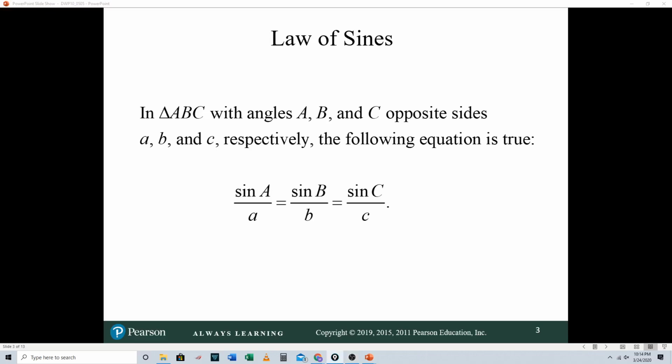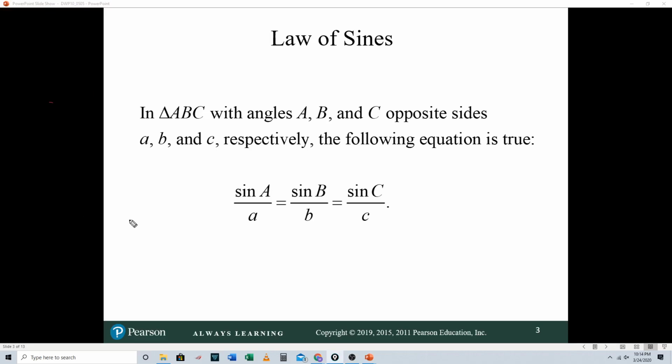So here we have sine A. Oh, I'm going to turn this on. Sorry, I forgot to turn on my little writing pad. All right, there it is.